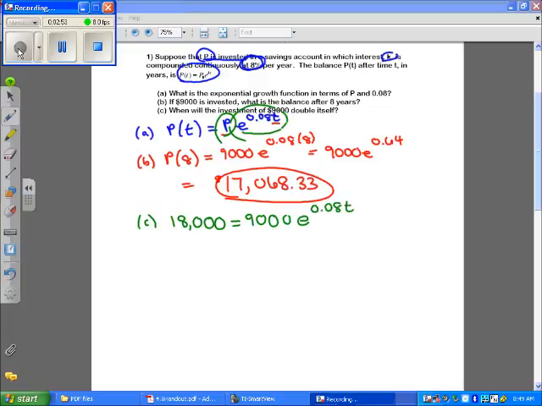And what I need to do here is solve for T. The first thing I'm going to do is divide both sides by 9,000. Okay, so I get 2 is equal to E to the 0.08T. I'm going to rewrite these with these switched around. So I'm going to write the E on the left-hand side, and then the 2 on the right-hand side. To solve this, what we need to do is take the log of each side. Since it's base E already, I'm going to take the natural log of each side.